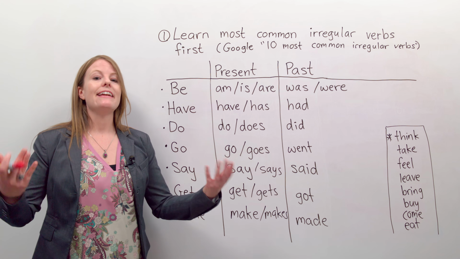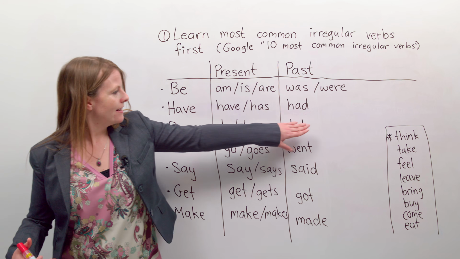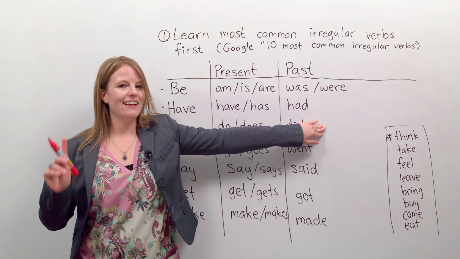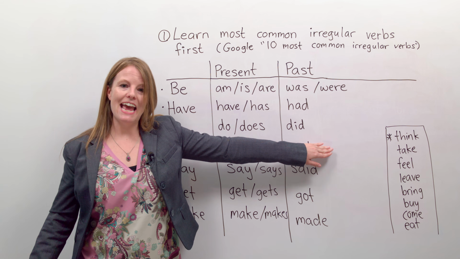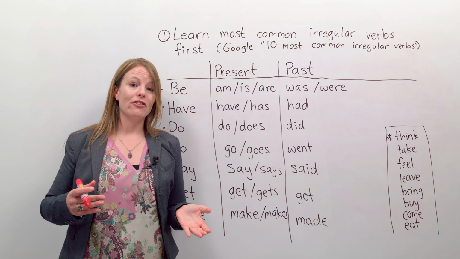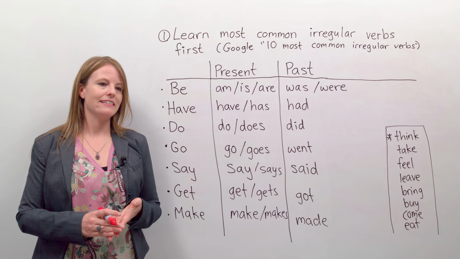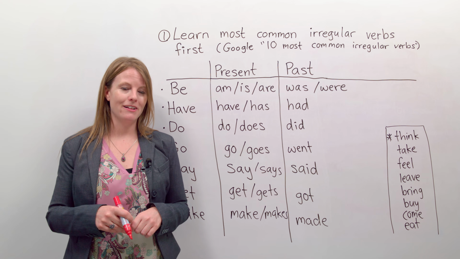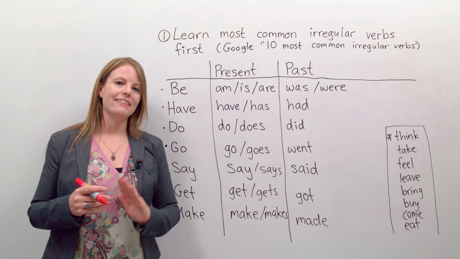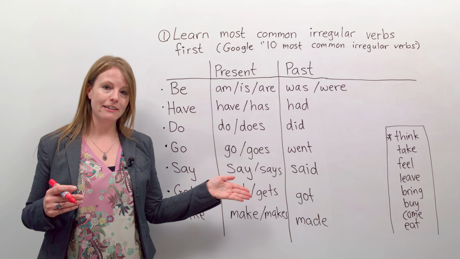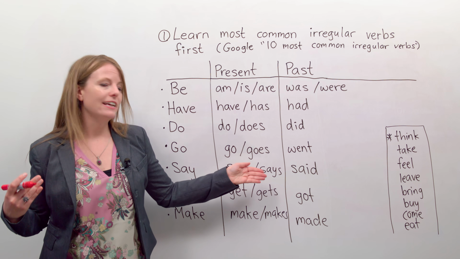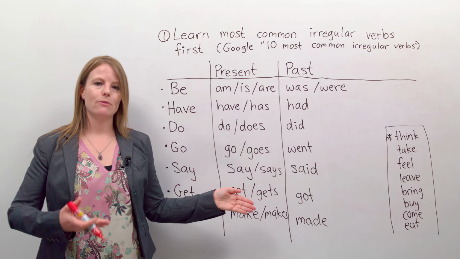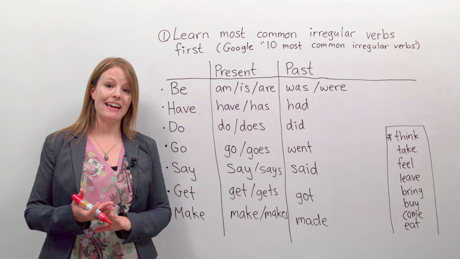So if you do, then you learn the next most common irregular verbs, which are think. What's the past tense of think? Thought. I thought so. We have take. Yesterday, I took a test. Feel. What's the past tense of feel? This is a hard one for a lot of people. Felt. I felt that. And then we have leave, which is left. Bring, which is brought. Buy, which is bought. Come, which is came. And eat, which is ate.